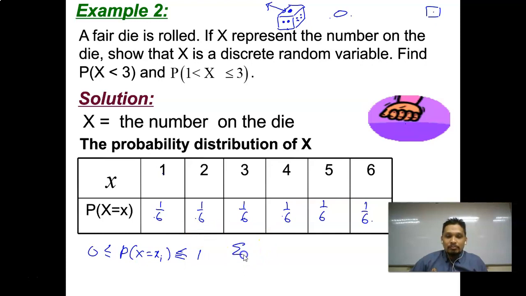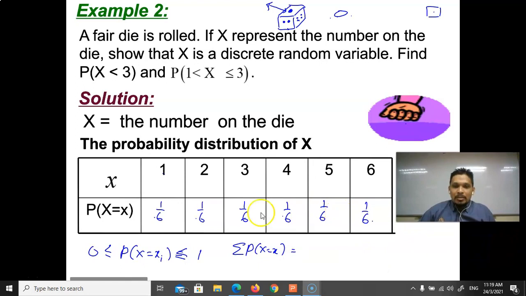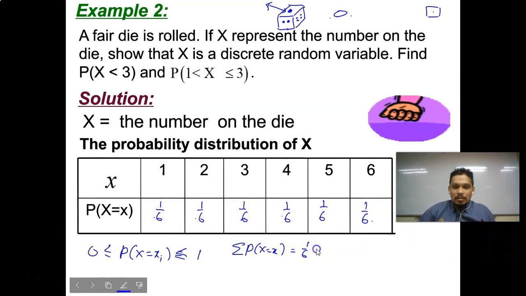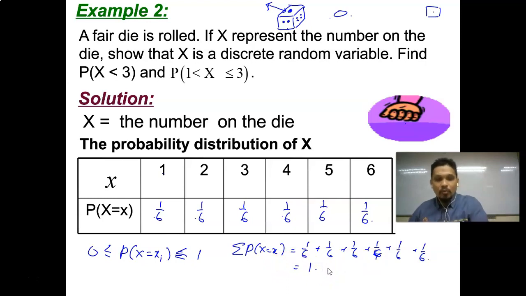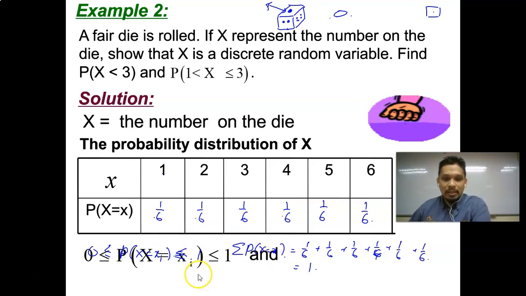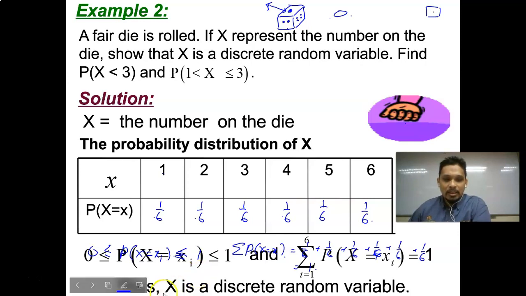And the summation of all the probabilities: 1 over 6 plus 1 over 6 plus 1 over 6 plus 1 over 6 plus 1 over 6 and another 1 over 6 equal to 6 over 6, or overall equal to 1. So with these two results, we come up with a conclusion that x is a discrete random variable.